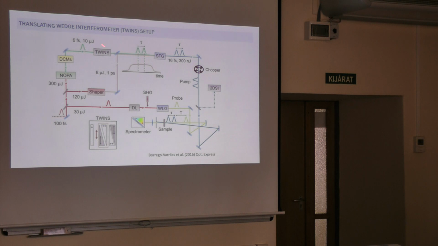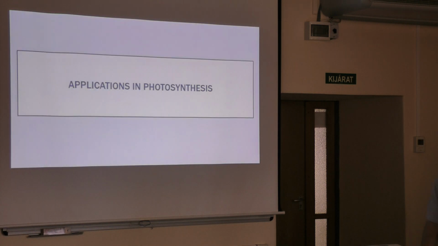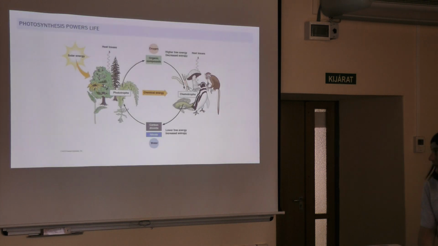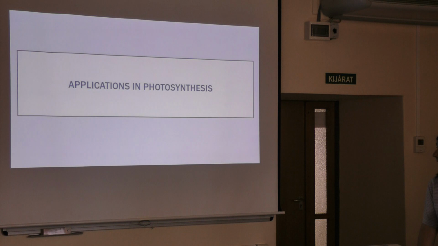There are other ways. There is the so-called translating wedge interferometer, which looks like that. These are again wedges. It will create two identical pulses. It's also called TWINS. The advantage is that it is very inexpensive, you can just buy it. But you cannot control the phase with that, so you need another trick to control the phase. So these are examples of setups around the world that exist nowadays.